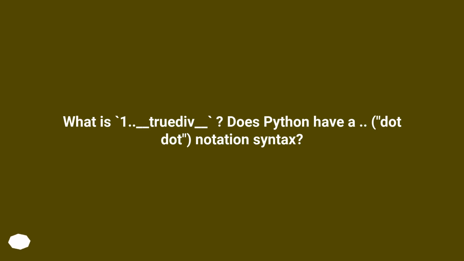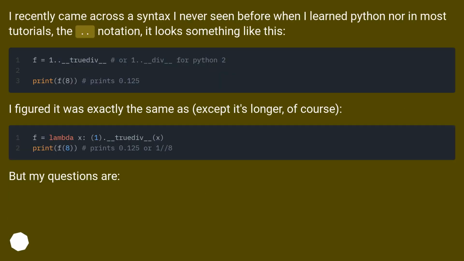What is 1..__truediv__? Does Python have a dot-dot notation syntax? I recently came across a syntax I had never seen before when I learned Python, nor in most tutorials. The dot-dot notation. It looks something like this. I figured it was exactly the same as 1 / 1, except it's longer, of course.